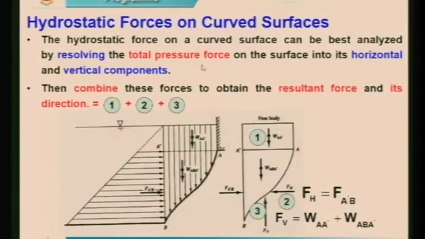So by resolving the total hydrostatic pressure force on the surface into its horizontal and vertical components, we are going to divide it into F_H, you can see here, and F_V. Now let us come to this particular figure. You can see there is an AB. AB is the portion which is inclined or curved, you can say. This curved surface will have pressure up to this. I would like to calculate the pressure present from this point to this point, because that only is going to affect my horizontal force.